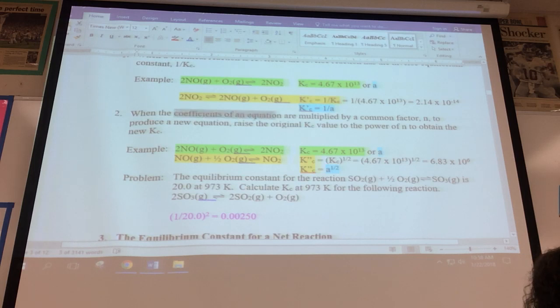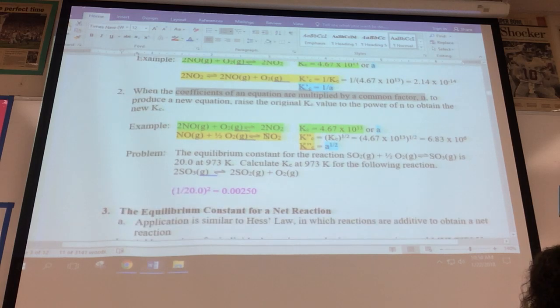When the coefficients of an equation are multiplied by some common factor n, that n becomes the exponent for the original Kc you had. So for example, what you're looking at here is, here you generated 2 moles of nitrogen dioxide. Here you're generating 1. To go from this equation to this, we multiplied by what? 1/2. So 1/2 becomes my exponent. So if I have A, it's A to the 1/2.